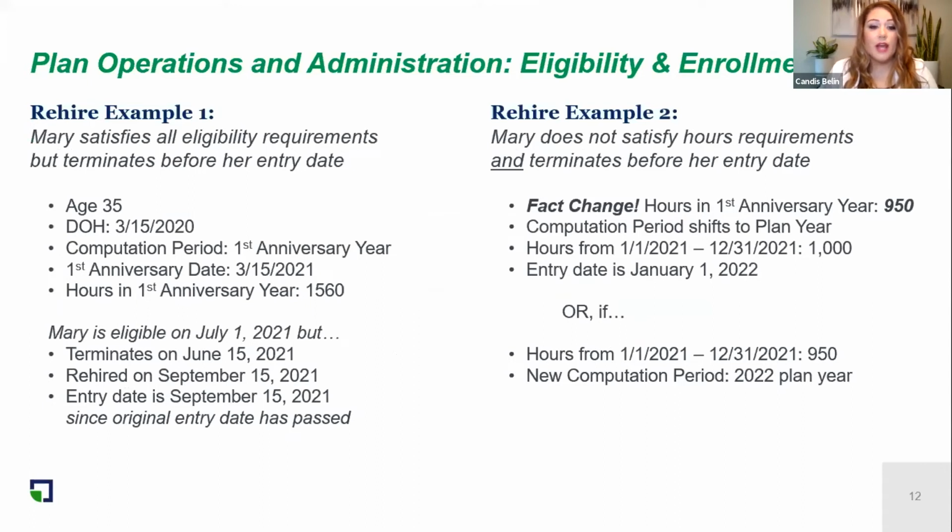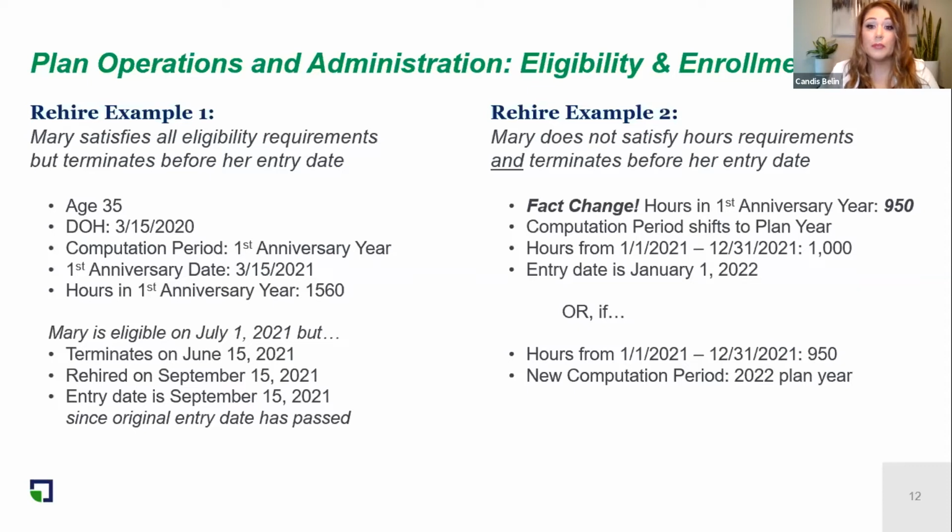Mary, we're using the same fact pattern as before. She has 1,560 hours in her first anniversary year. She would have been eligible on July 1, the same as in our previous example, but she terminates 2 weeks prior to that. So obviously she's not there on July 1. Well, let's say she's later rehired on September 15th. That's her new entry date because that's the date that she came back to work. So, and her entry date has passed.